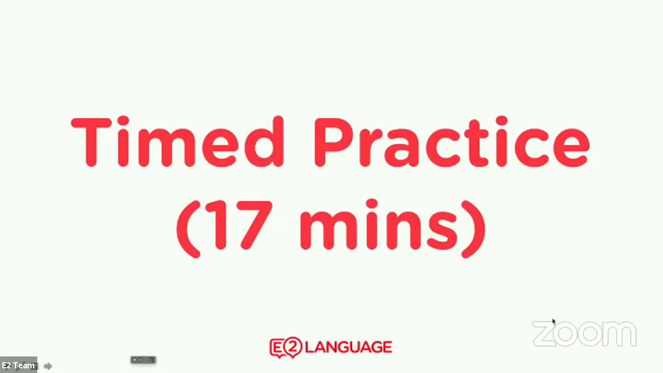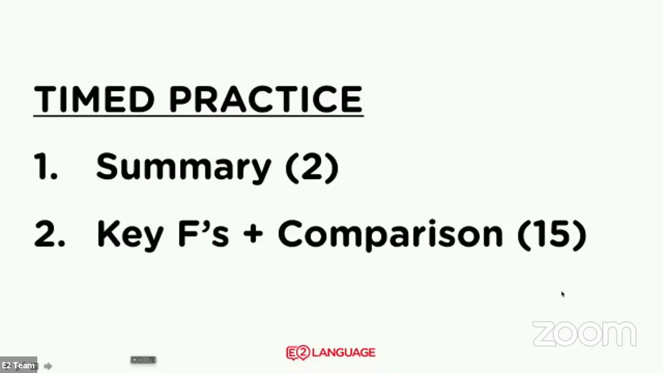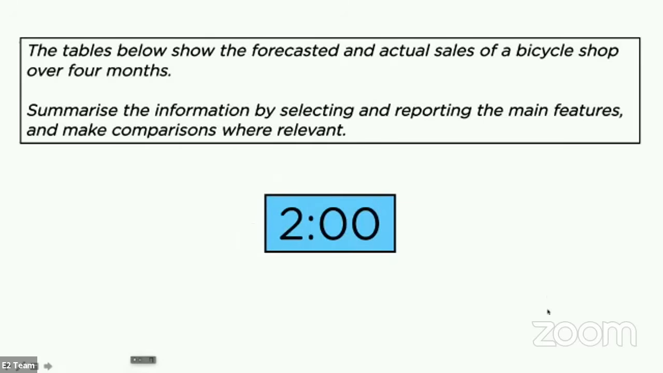Right, let's move on to time to practice. You're going to have 17 minutes because we've already spent 90 seconds analyzing and planning. Our time to practice will be divided into 2 parts. We're going to write a summary. I'm going to give you 2 minutes to transform that description into your own words. Then you're going to have 15 minutes to talk about the key features and write your comparison paragraphs. Your 2 minutes to transform that first sentence, that description, into your own words starts now.